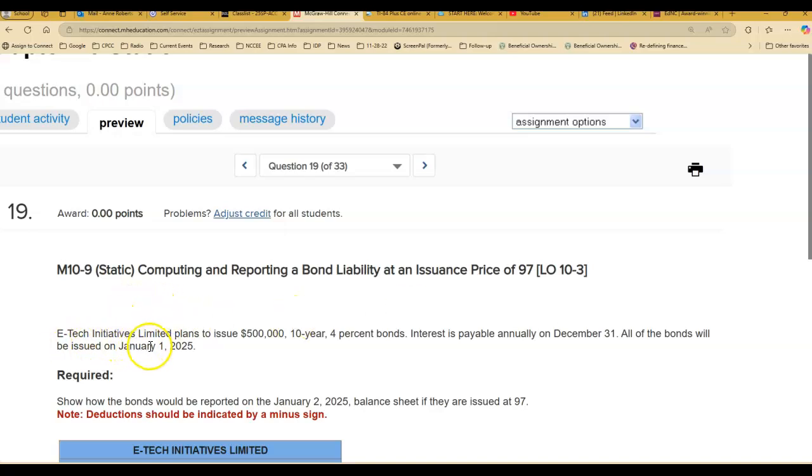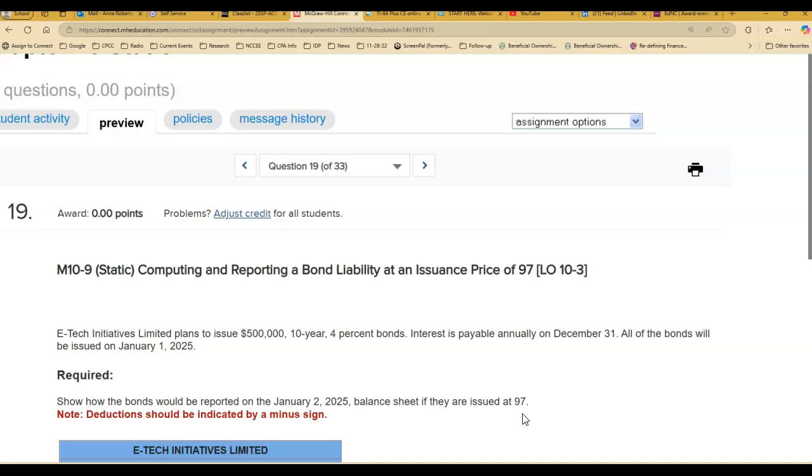We've got E-Tech Initiatives Limited, which plans to issue $500,000 of 10-year 4% bonds. In this particular case, they didn't give you a stated rate. They just told you the total face value of all the bonds. Interest is payable annually on December 31. All of the bonds will be issued on January 1 of 2025. So then they're asking you, show how the bonds would be reported on the January 2nd, 2025 balance sheet if they are issued at 97.